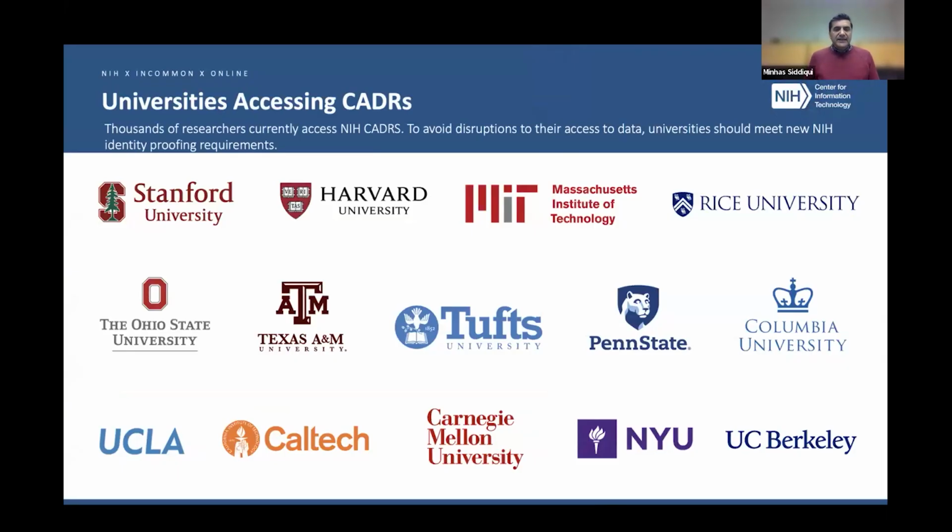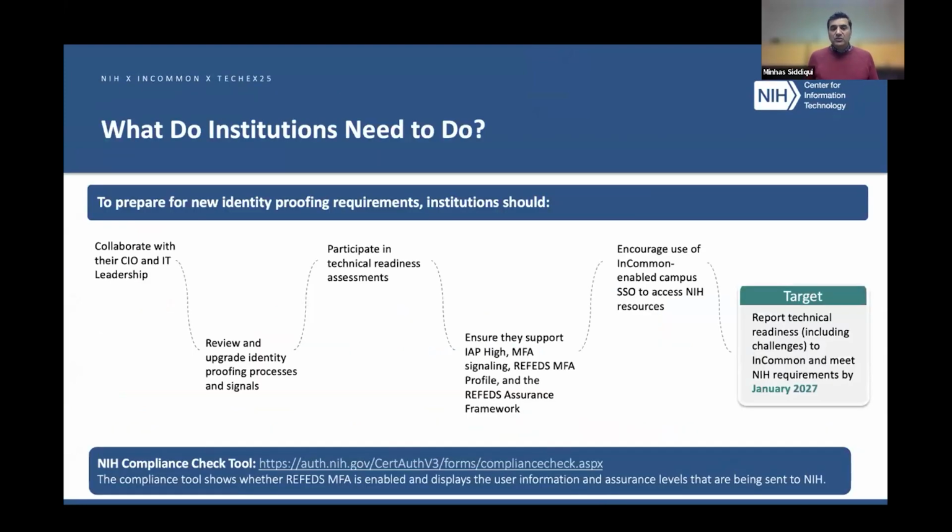So this slide lays out a practical roadmap for institutions to prepare for NIH's new identity proofing requirements. The key message here is this is achievable with planning and coordination. From right to left, first step is institutional coordination with the CIO and central IT leadership. Next, institutions should review their current identity proofing processes and signals and confirm their ability to support IAP High and related assurance assertions.